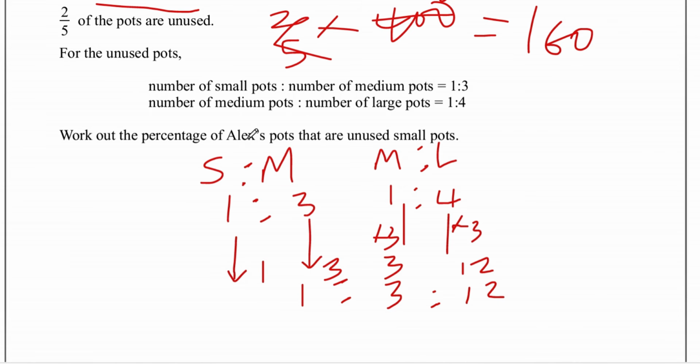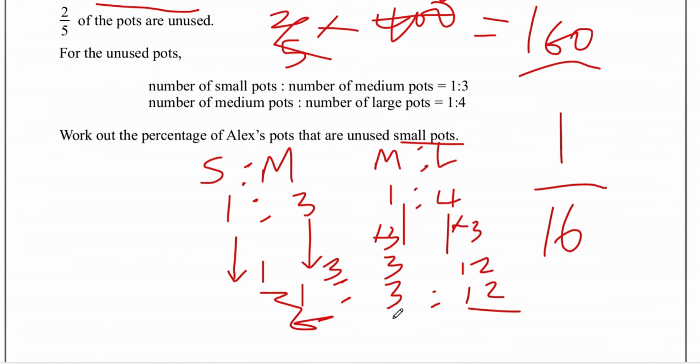All right, what percentage of Alex's pots are unused? What number are unused small pots? How do you get the small pots that are unused? Remember, there are 160 unused pots. So how do you get the number of the ones that are small? The ratio for small is 1. Take 1, divide by the total ratio. So 1 over 16. Total ratio is 16, 12 plus 3 is 15 plus 1. That's 16. Multiply by 160 over 1.